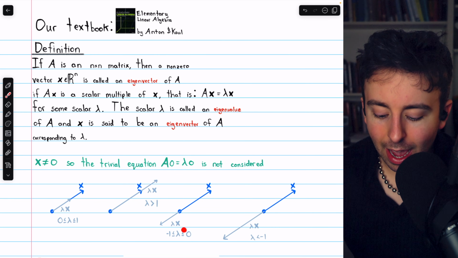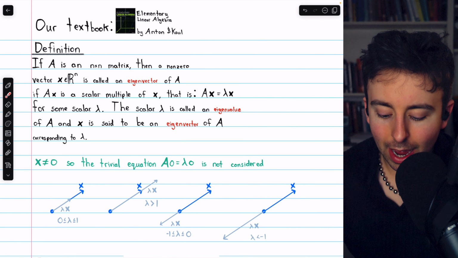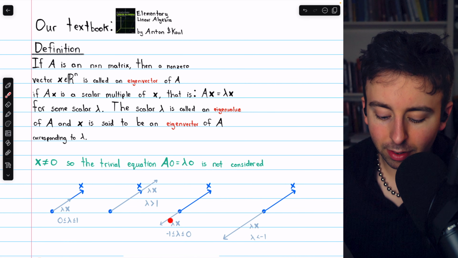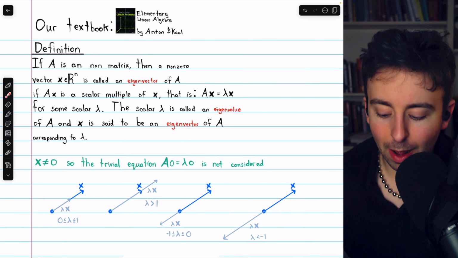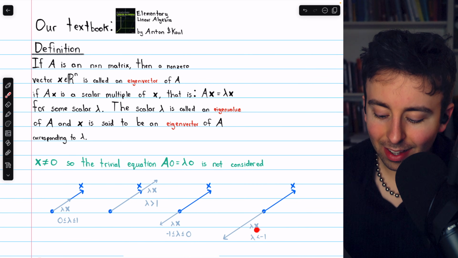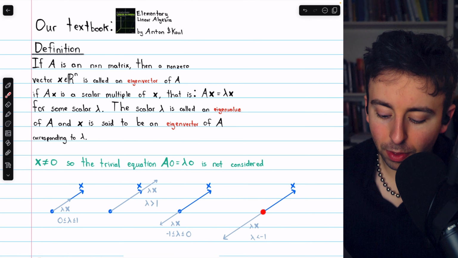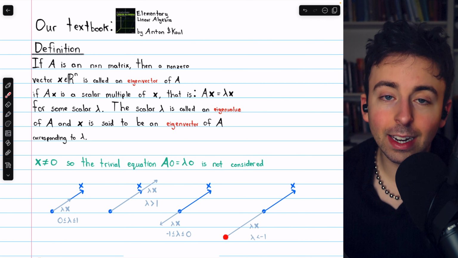On the other hand, if the eigenvalue is negative, between 0 and negative 1, then it's going to reverse the direction, but it's also going to shrink it a little bit. So it still lies on the same line, but it's going the opposite way and is a little smaller. Or if lambda, the eigenvalue, was less than negative 1, it would flip the direction of x and make it longer. So there's the eigenvector x, and there is lambda x. It's reverse direction, and it's bigger.